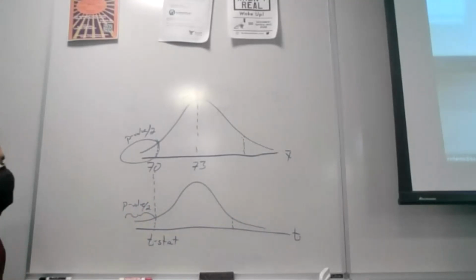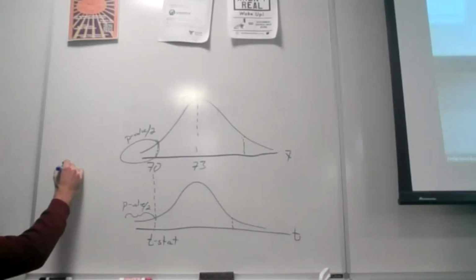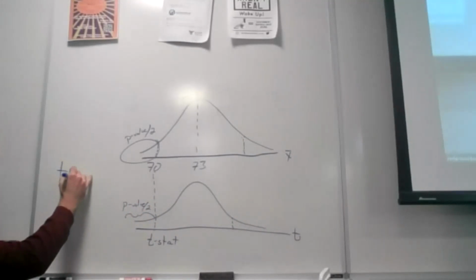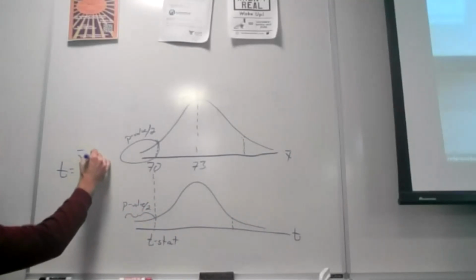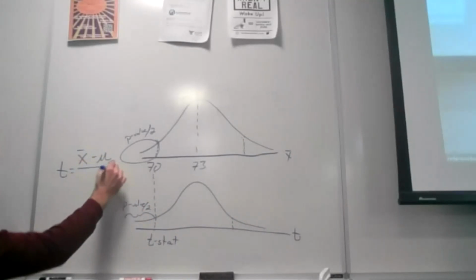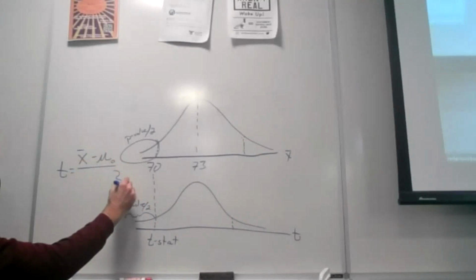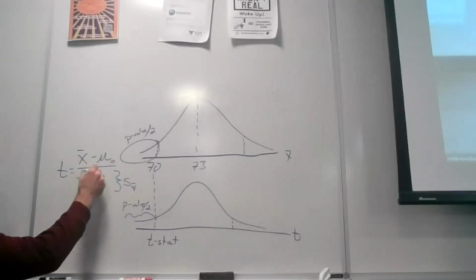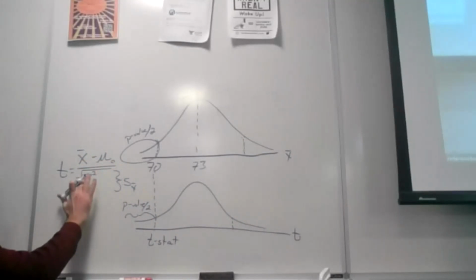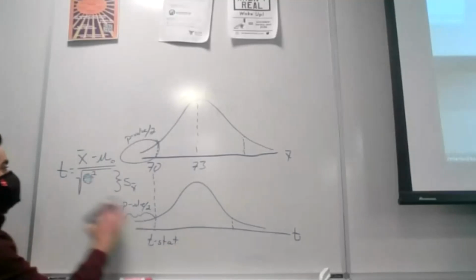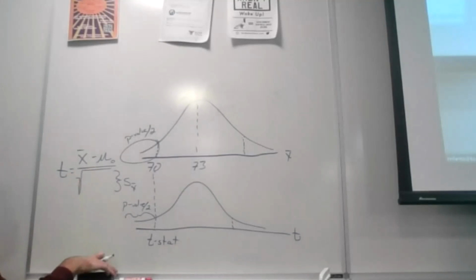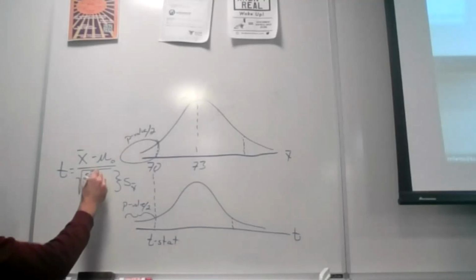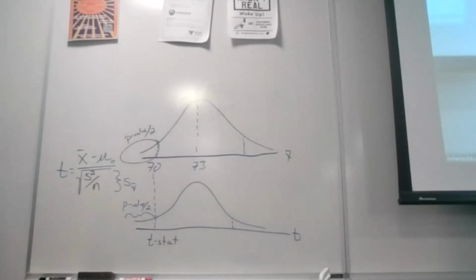So how do we turn this into a test statistic? Well, the equation we had for that was your sample mean minus your assumed true mean. We're still going to be dividing by a standard deviation of our sample means. It's just now we notate it a little bit differently because we're not using the population variance. We're only using the sample variance. Okay?